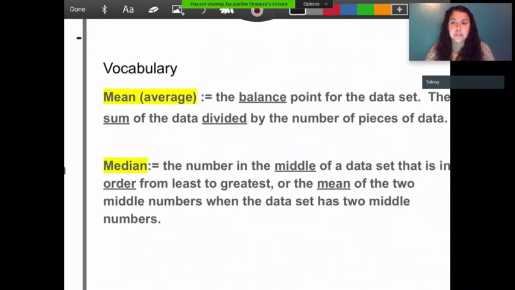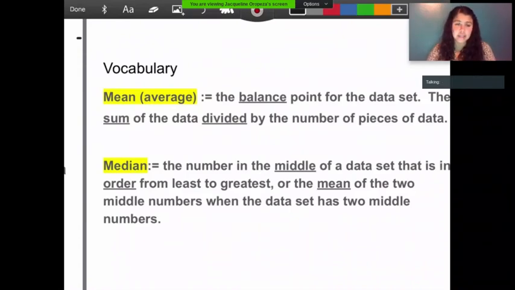Our first vocabulary word is mean, which is another word for average. The definition is the balance point for a data set, the sum of the data set divided by the number of pieces of data.